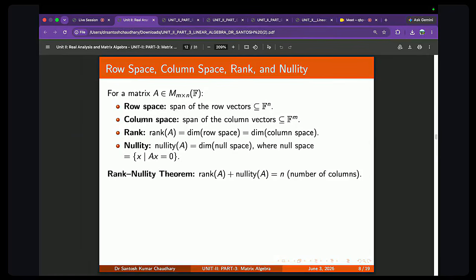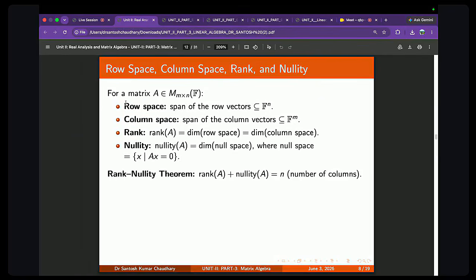And similarly for the column space, it is the vector subspace generated by the columns of a matrix. You take the first column as U1, second column as U2, third column as U3, and there are n columns, so the nth column is Un. So U1, U2, Un, you have n column vectors. The vector subspace generated by these column vectors, or the span of these column vectors, is called the column space. The column space and row space are vector subspaces.